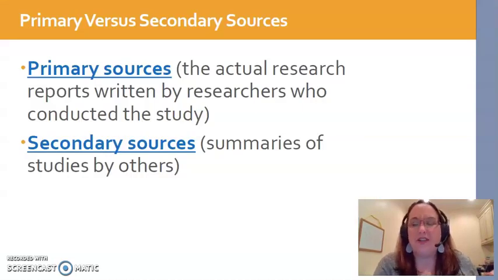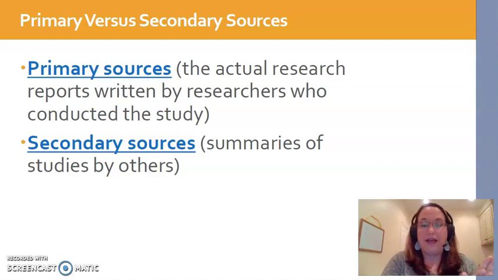Before we get into the search strategy, though, I do want to call your attention to a distinction between primary and secondary sources. Primary sources are articles that provide details of research studies which were written by the researchers who actually did the research study. So they do the study, then they write the manuscript and get it published about that particular study.